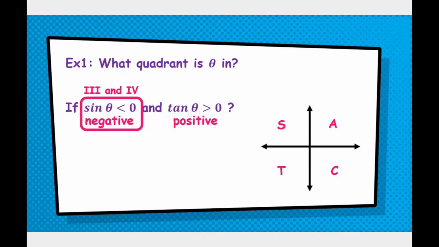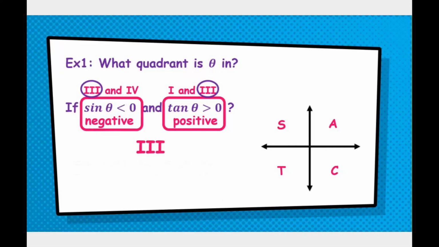Okay, so now where is tangent positive? Well, everything's positive in quadrant 1, and also tangent is positive in quadrant 3. So these two things are true. Now, what do they both have in common? Well, these things are both true in quadrant 3. So what quadrant is theta in?